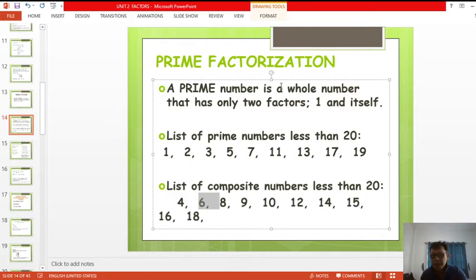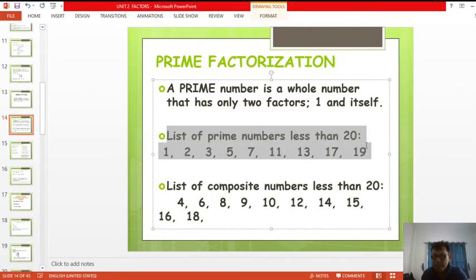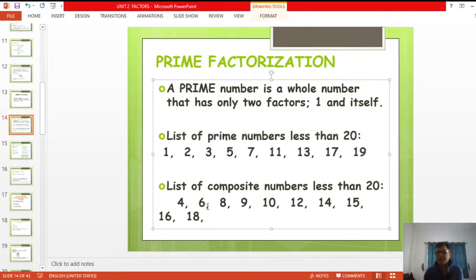A prime number is a whole number that has only two factors. Only two factors: 1 and itself. And that is what's happening here. But here, 6, no, because the factors of 6, we can do 3 times 2, or we can also go with 6 times 1. So meaning there are 4 factors here. So it is not a prime number.